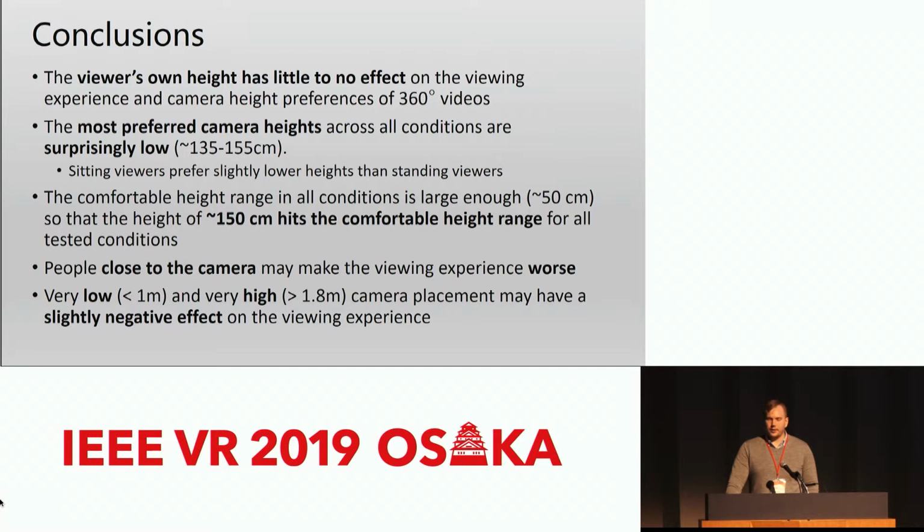The most preferred camera heights across all conditions are surprisingly low, well below the eye level of an average person. Sitting viewers prefer slightly lower heights than standing viewers. However, the comfortable height range in all conditions is around 50 centimeters, which is large enough so that the height of roughly 150 centimeters hits the comfortable height range.